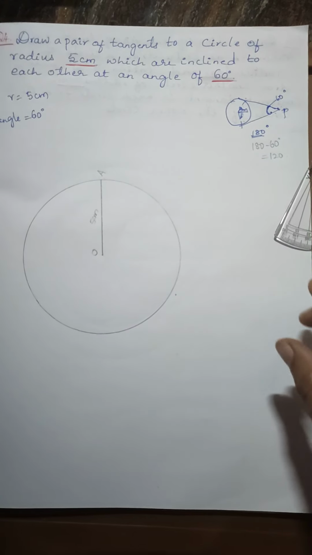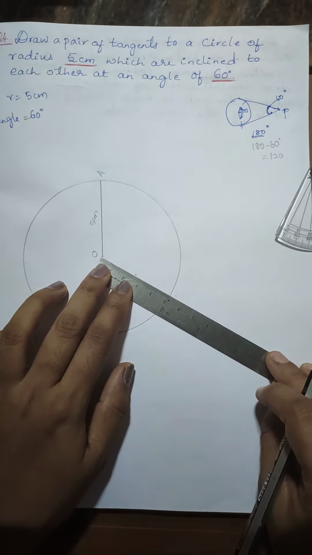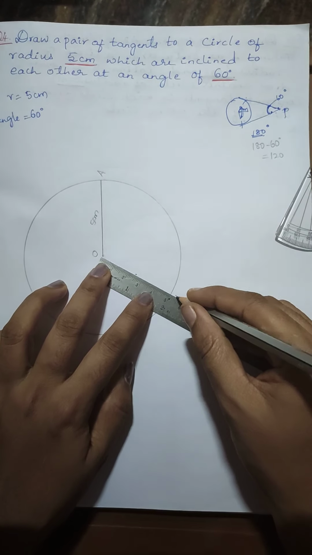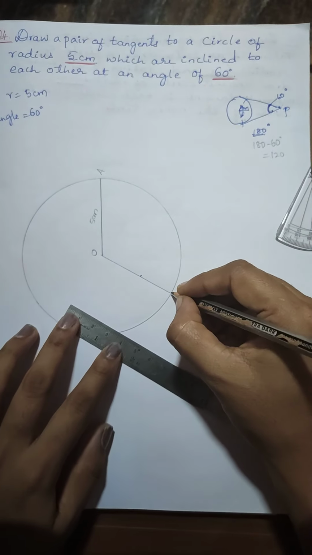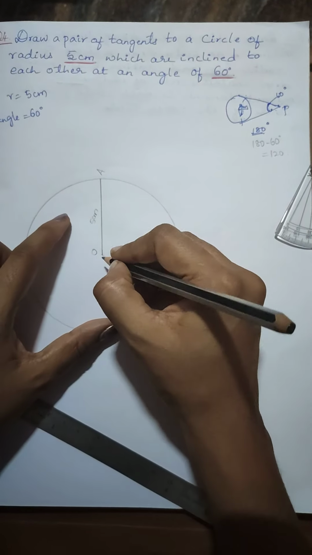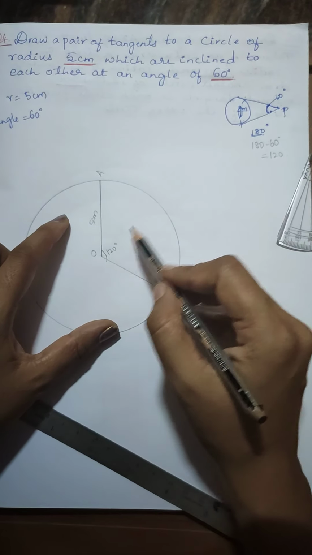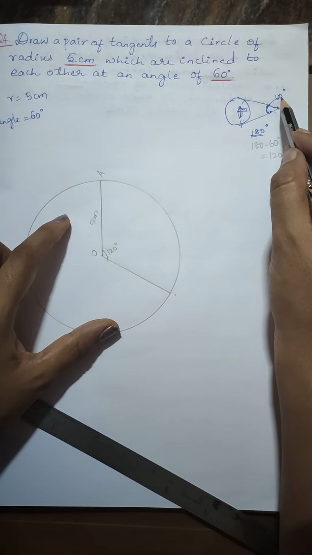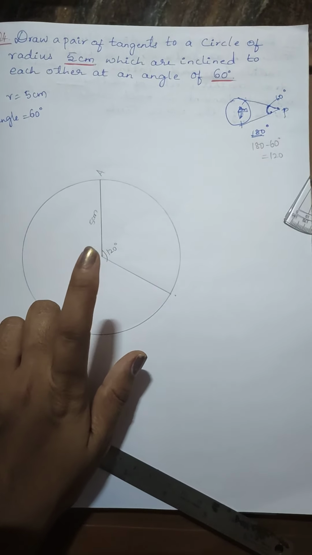Now take a scale. From O, draw a line. You just have to touch the circle. Don't go till this point. Just touch the circle. Okay, you stop here. Don't go till this point. Okay, so this is equal to 120 degree, because the sum of the tangent angle and this is equal to 60 degree. So therefore, this is 120 degree.